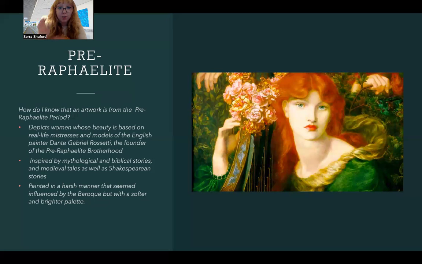How do we know that Pre-Raphaelite artwork is coming from that time period? I would say out of all the ones that we've talked about so far, Pre-Raphaelite artwork is the most easy to recognize immediately.